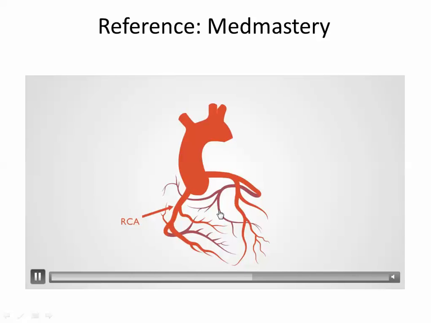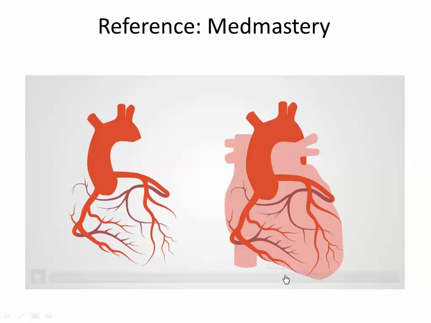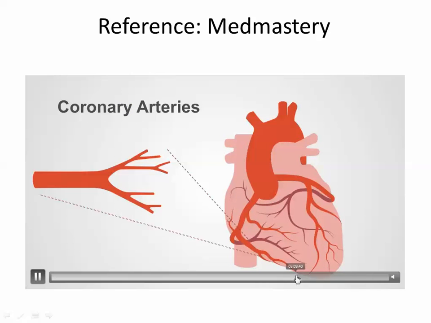It's clear, and this is the plane of the interventricular, and this is the plane of the atrioventricular, two perpendicular planes. Here are the coronaries alone, and here he puts the heart. Okay. If you have any question, just stop me and ask.